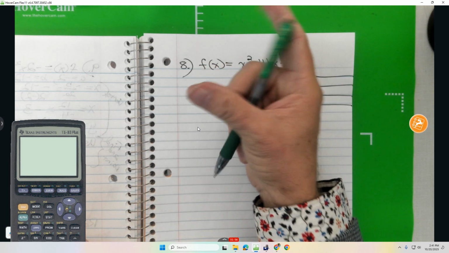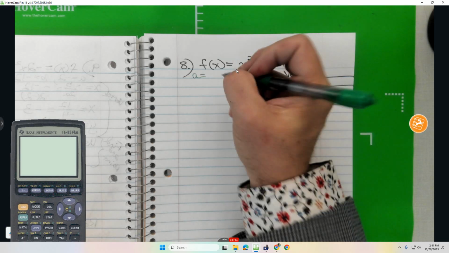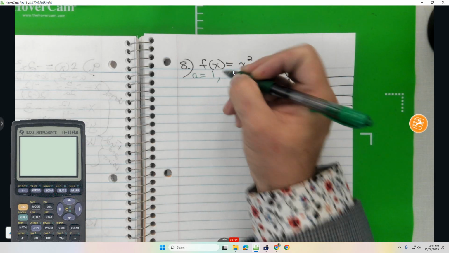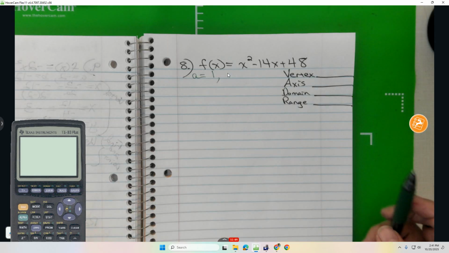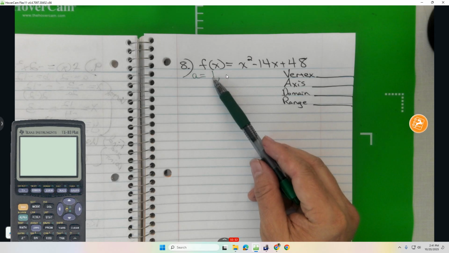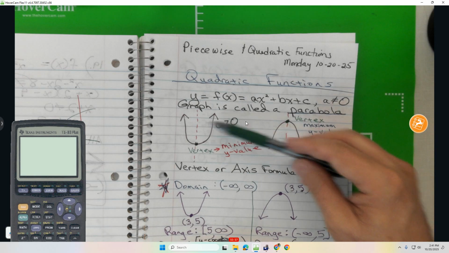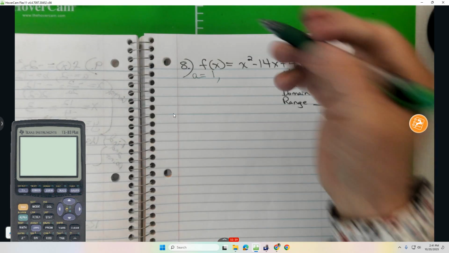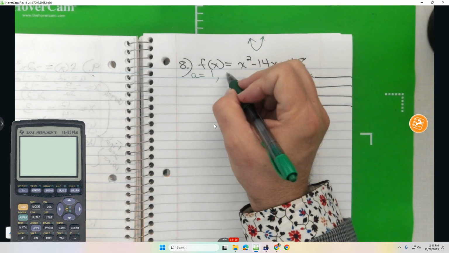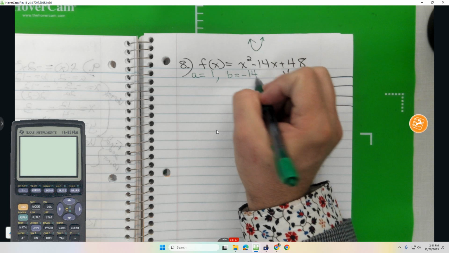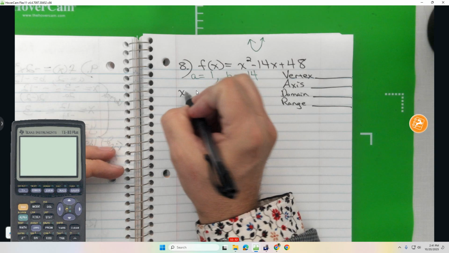What's a? You don't see a number there, so you assume that coefficient is a 1, and that's positive. Since that's positive, do we expect this graph to look like number 9? Does it open up or down? The a value is positive, so we expect this time for the graph to be opening upward. It's going to look like that. What's b, by the way? Negative 14. So we're using our little vertex formula: x equals negative b over 2a.